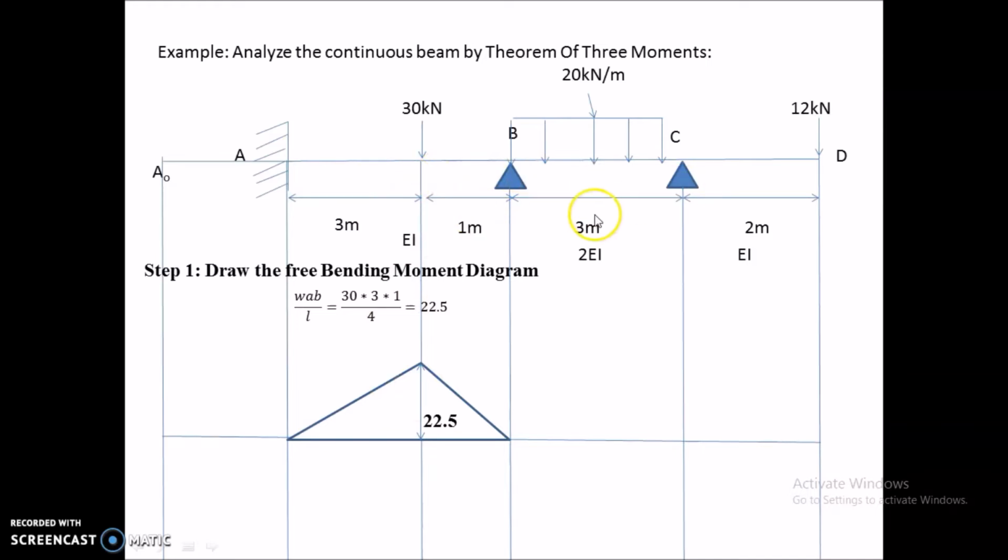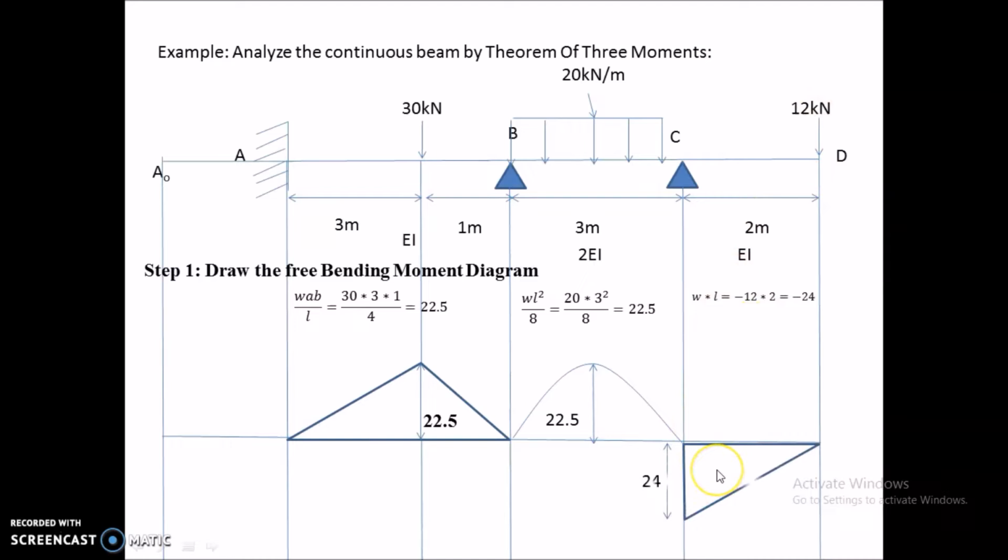Coming to span BC, since a UDL is acting over the whole span, the bending moment will be WL square by 8. Here W is 20, L is 3. By substituting these values, we get 22.5. Since it is a UDL, it will be in a parabolic shape. So this is the free bending moment diagram for span BC. Coming to span CD, the maximum moment will be at point C, that is minus 12 into 2, W into L, that is minus 24. So this is the free bending moment diagram for span CD.